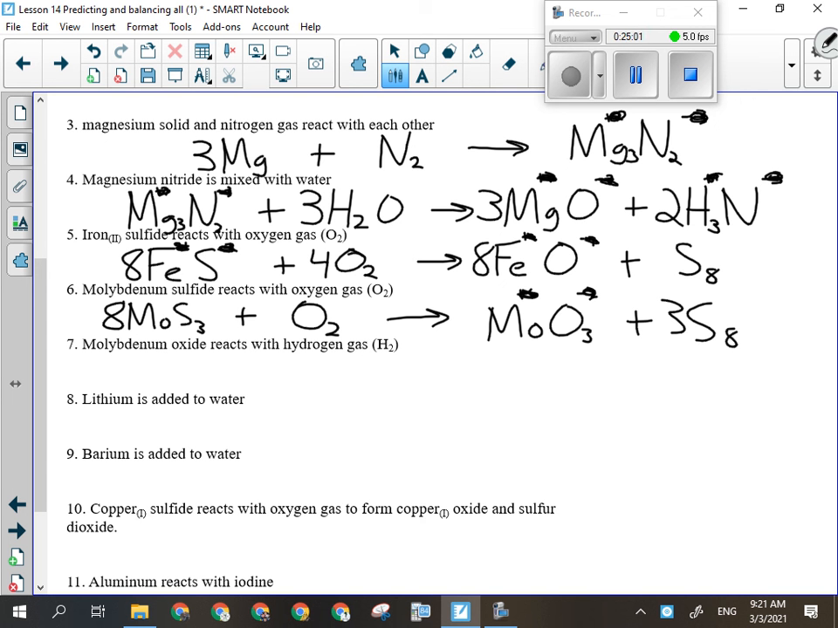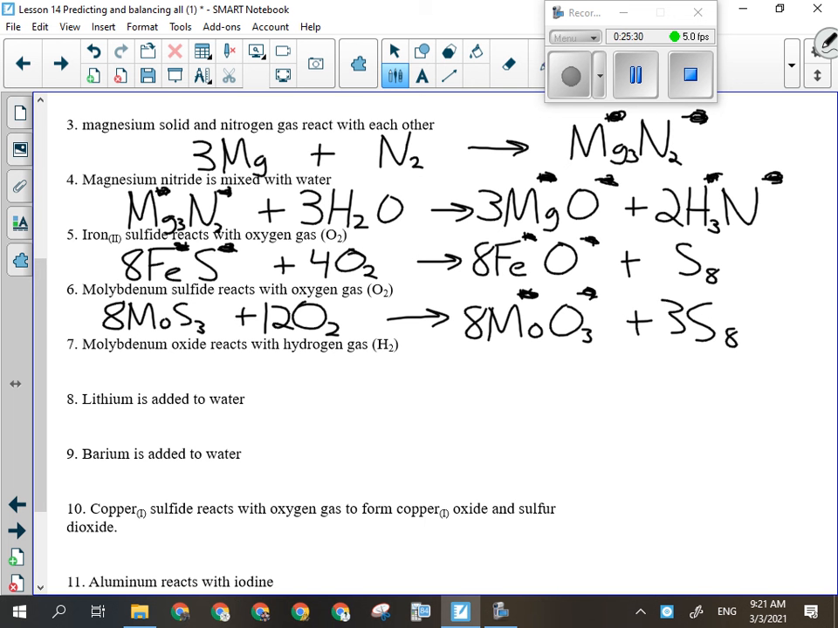That gives me 8 molybdenums, so I need to go over here and make sure I've got 8 molybdenums, or molybdenum. Never pronounce it right. Okay. And then that's going to give me 24 oxygens. So I needed 12 there. Okay, so that one was tricky on the balancing part. Okay, how many people have done 7?